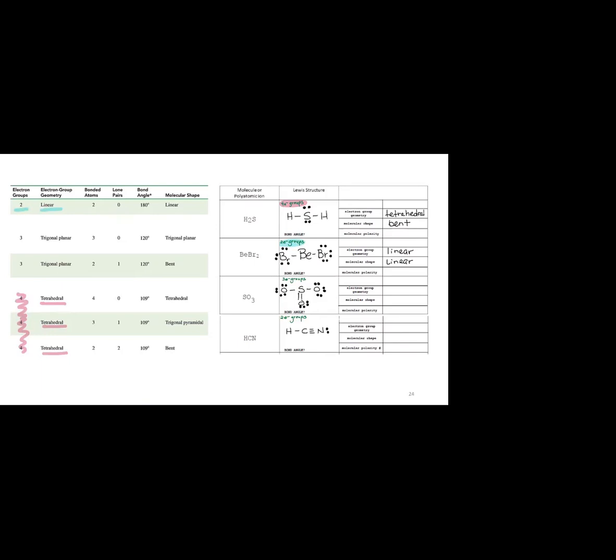So sulfur trioxide, what is its electron group geometry? Great job. Trigonal planar. Where did we get that trigonal planar from? 3 electron groups. 3 electron groups is trigonal planar. Now, if I look at sulfur trioxide, what's going to be its molecular shape? Great, also trigonal planar.